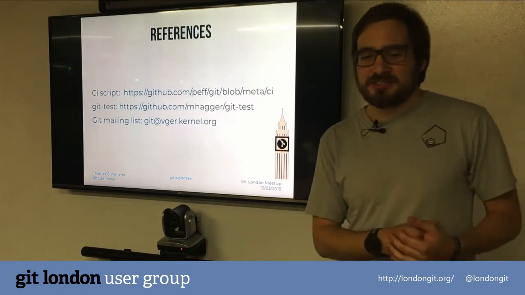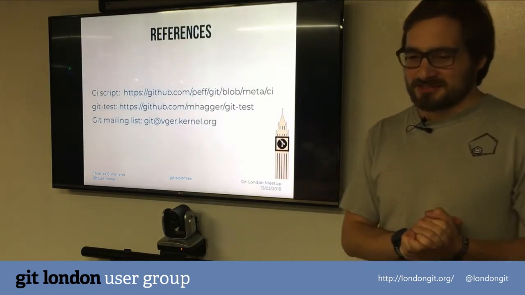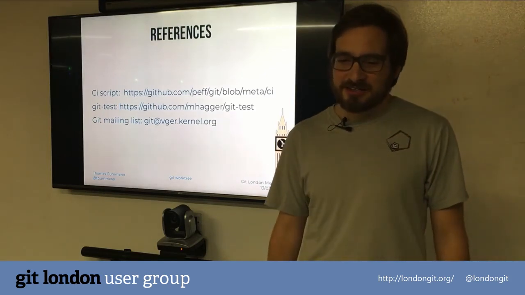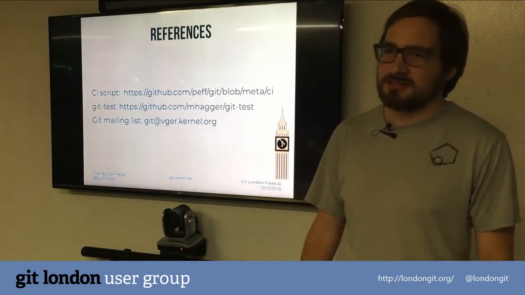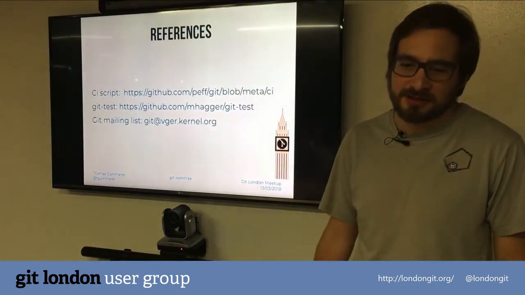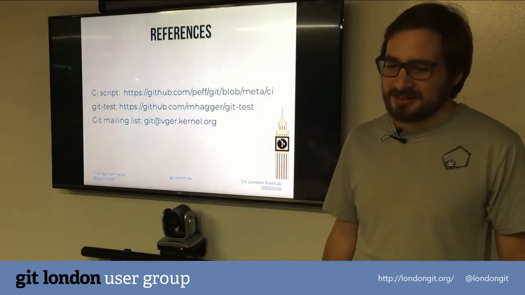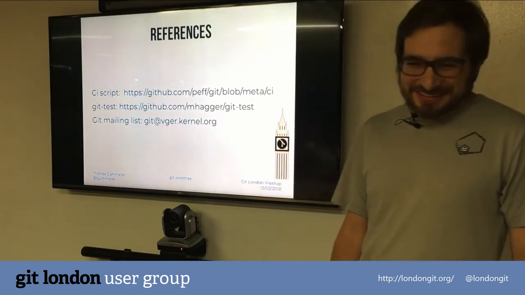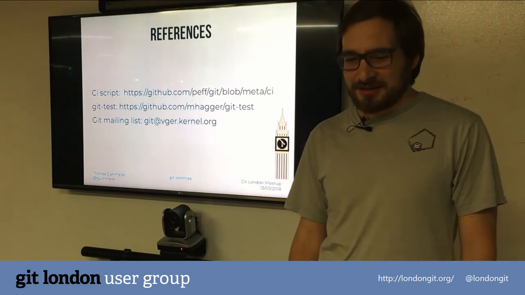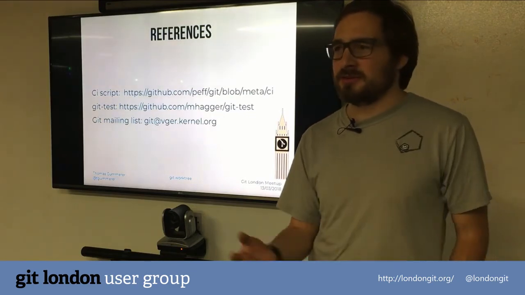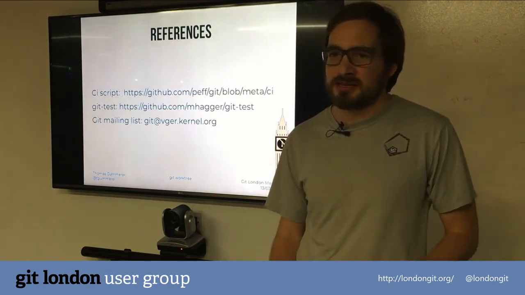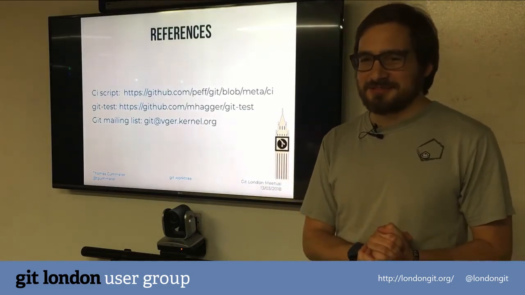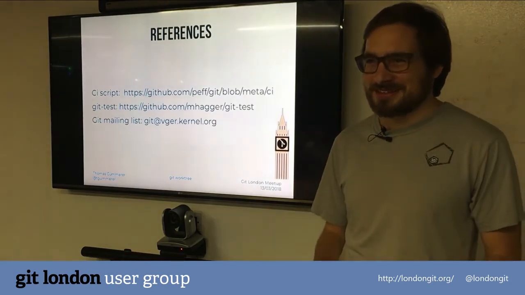So I have some references here. The CI script is, I failed to mention that before, heavily based on Jeff King's CI script. He's one of the main Git contributors as well. He uses this in his day-to-day work, so that should be a good endorsement for it. Then the git test command, you can find that there if you want to find out more about how these cached tests work. And finally, the Git mailing list, if you want to report a bug to Git Worktrees.